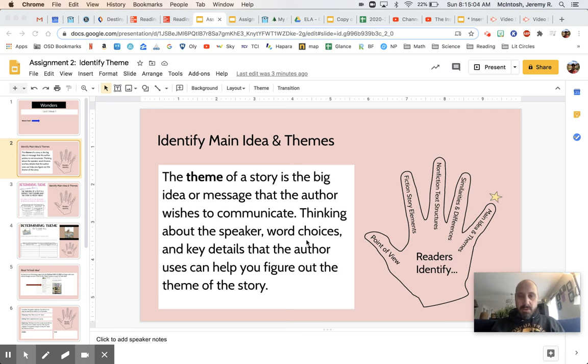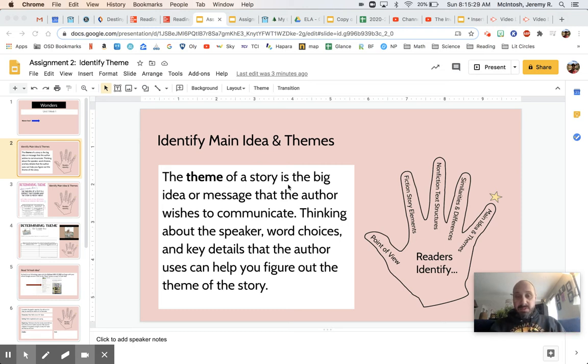Hi, readers. So, the second assignment is all about identifying the main idea and themes. This is a really big concept, and it takes a really long time to actually get good at this, to be able to identify, especially themes. So, we're going to be doing a lot of practice with this. If it's not sticking right away, that's okay. Take your time. We'll be talking about this throughout the school year.